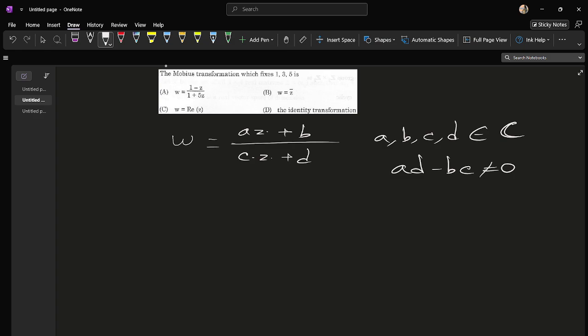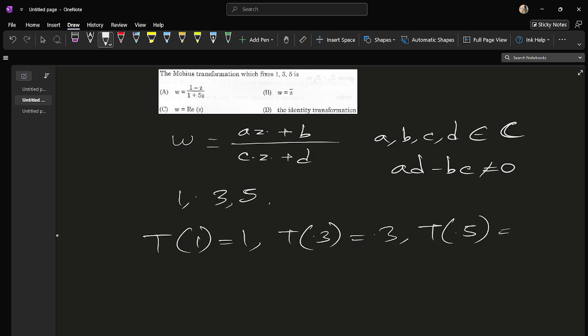Okay, so after that what can we get? We need to find a Möbius transformation that fixes the points which are 1, 3 and 5. So how can it be possible? That means we want to find a Möbius transformation that satisfies this: T(1) equals 1, T(3) equals 3 and T(5) equals 5.